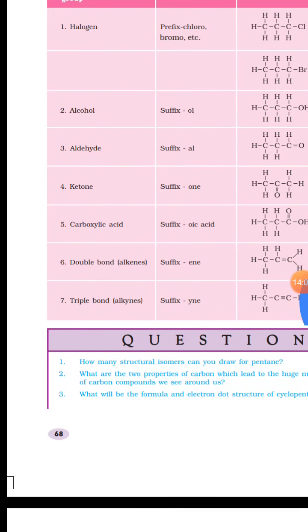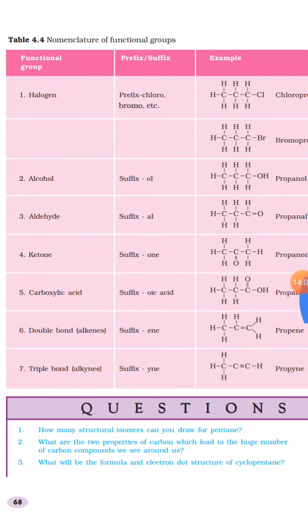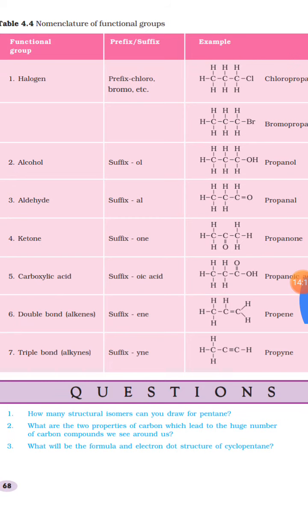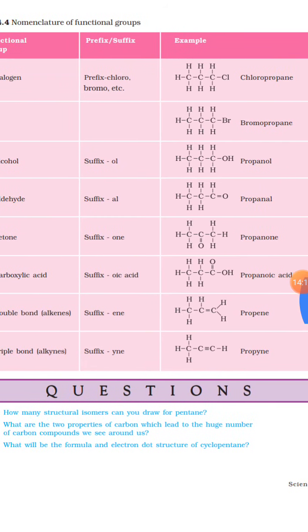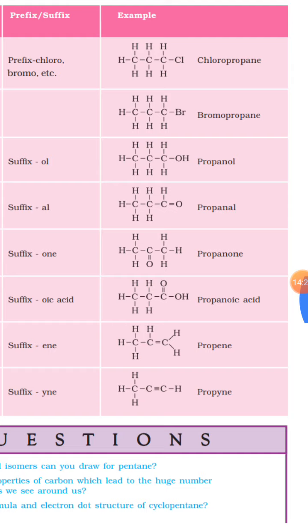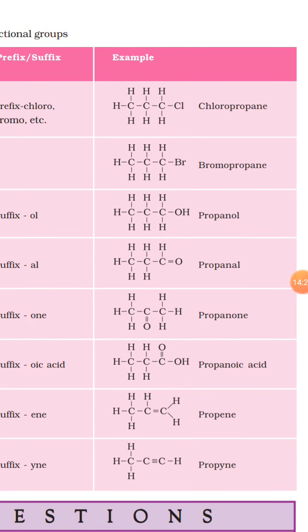Now, students, come to alcohol. In alcohol, a suffix is added. In halogen, a prefix is added. The suffix is "-ol". Okay, students, now look here, propanol.